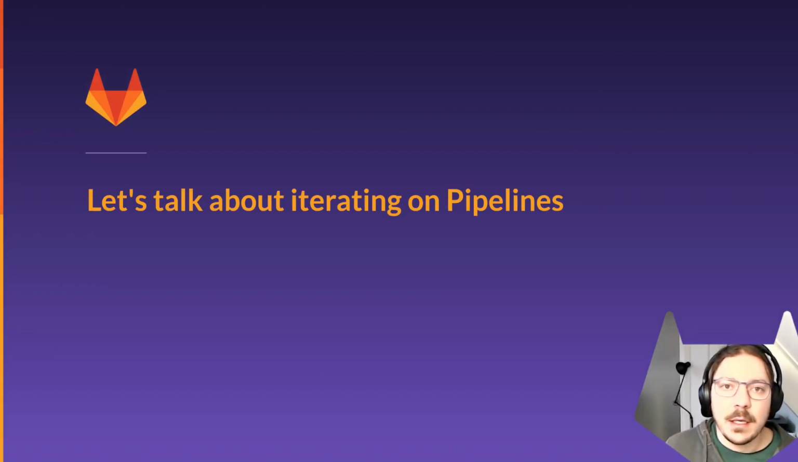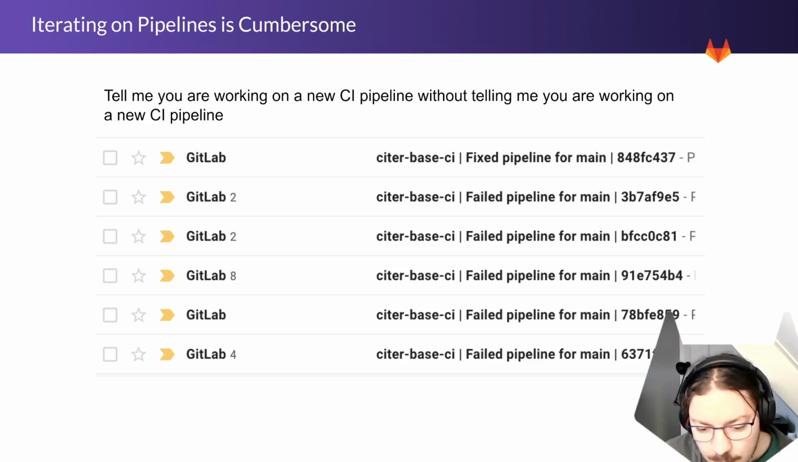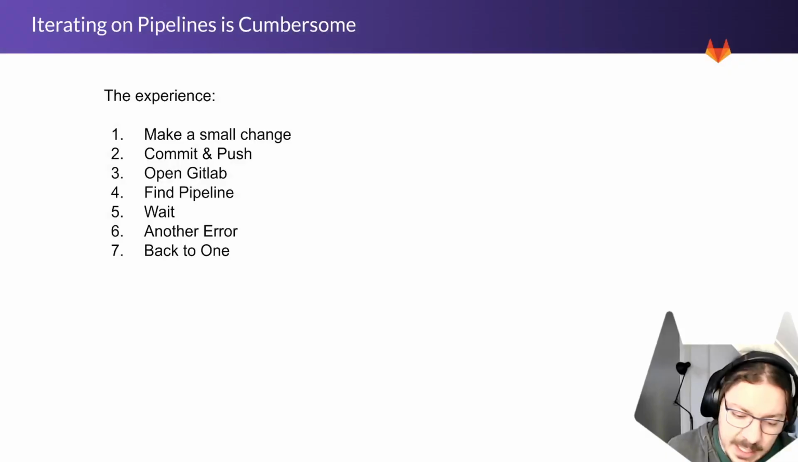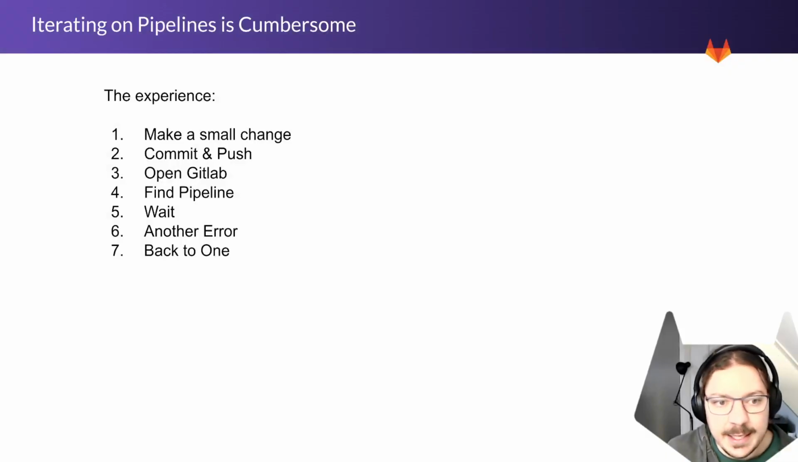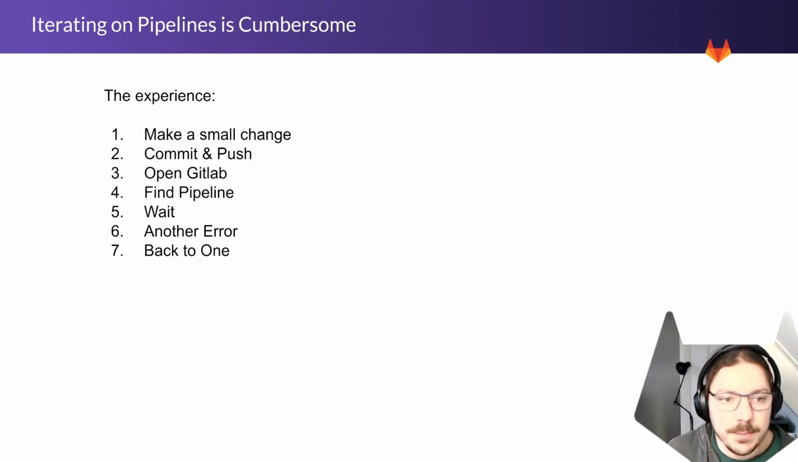Every engineer that has worked with creating a pipeline knows this experience. Creating a pipeline is usually trial and error until you get it right, and each trial and error step takes quite a while. You make a small change, commit, push, open GitLab, find the pipeline, wait until it completes, find that there's another error, and then go back and make a small change, commit and push, open GitLab. And this takes quite a while.